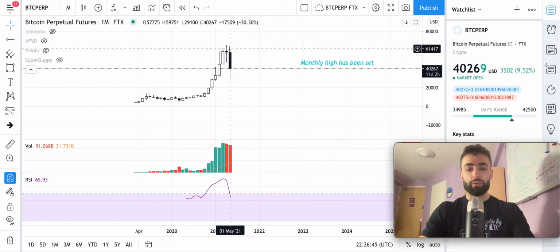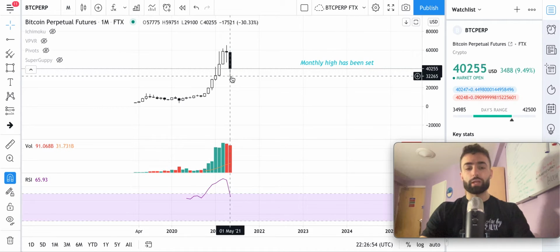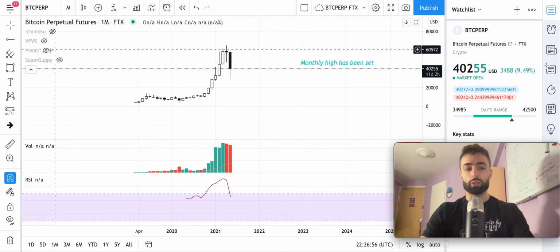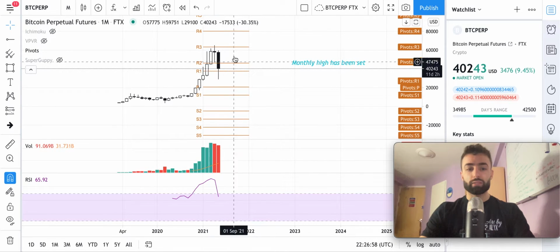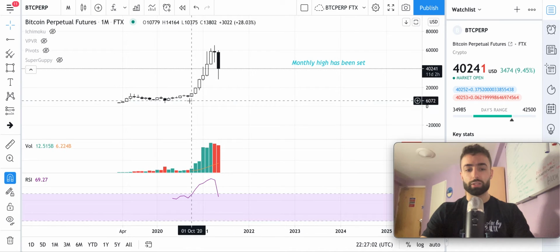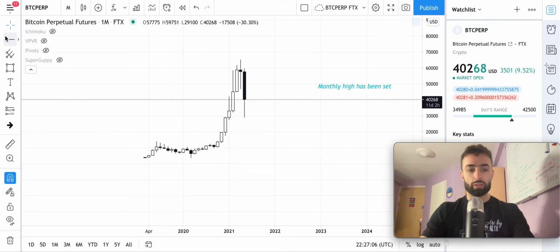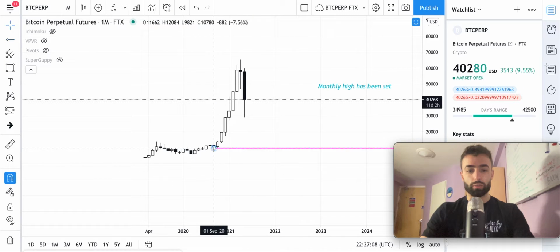On the monthly time frame, we've had a pretty significant drop since the monthly open here, up around $57,775. Subsequently it dropped down to about $29,100. If we're looking at this from where the monthly higher low will be set in comparison to our higher low down here from September, we'll draw a line just to show you in comparison.